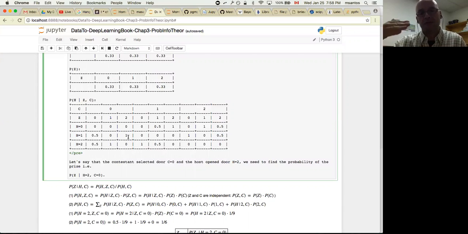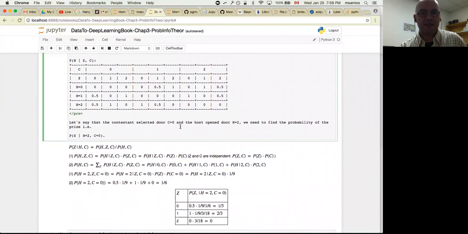The Bayesian approach is a systematic approach to change your degree of belief in having the prize behind one of the remaining doors. Initially, you thought it was 1/3, but as soon as the host chooses the other door, you know that you have one half, a probability of 0.5, to pick the right door. The same way you can read the full table. So let's say that the contestant selected door 0 and the host opened door 2.